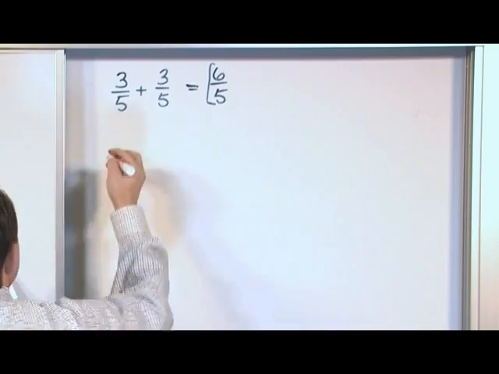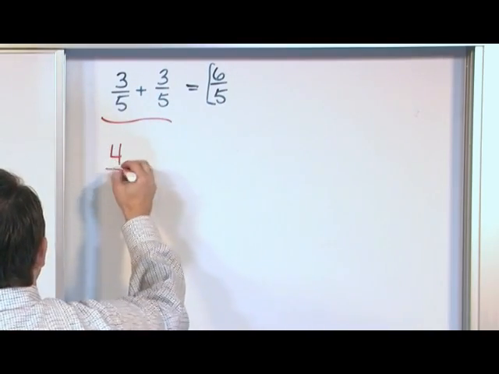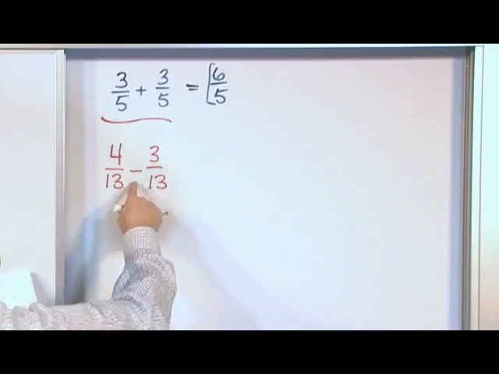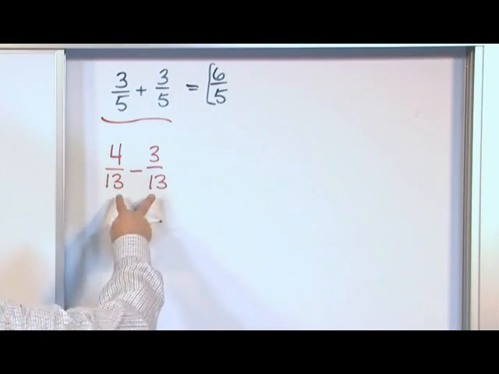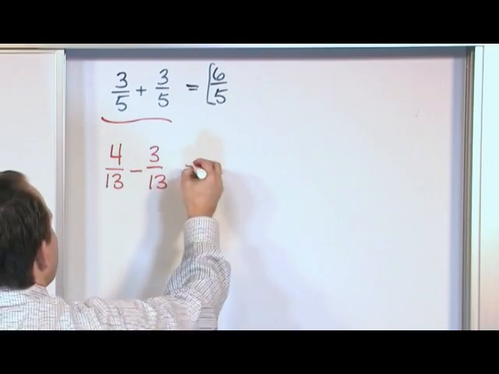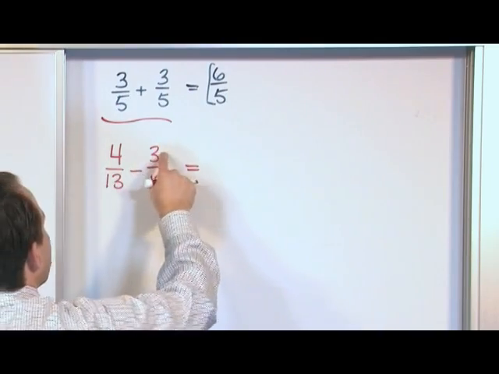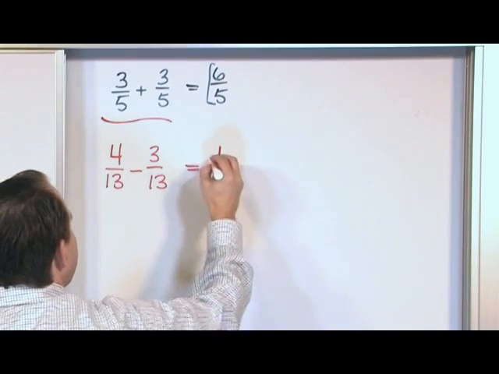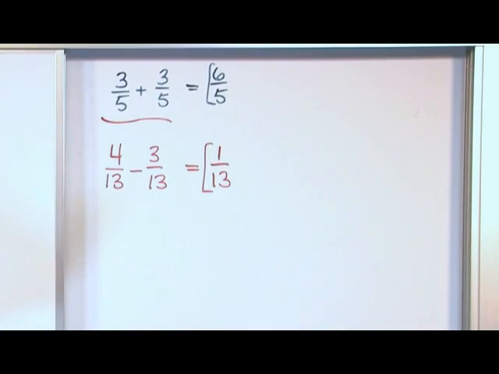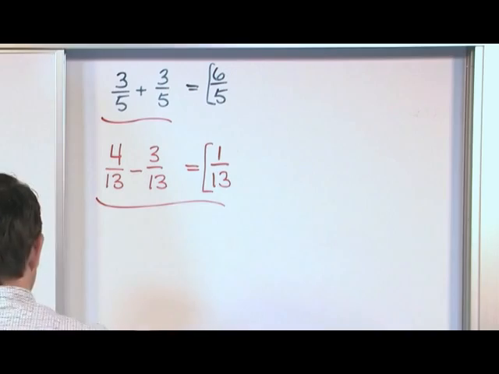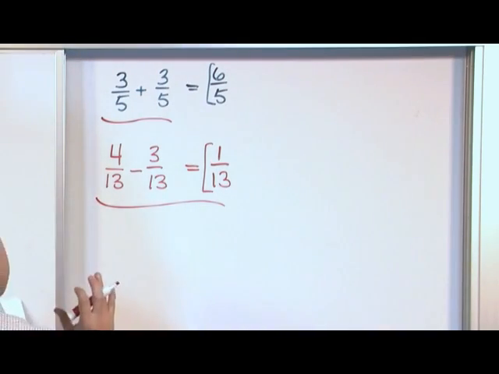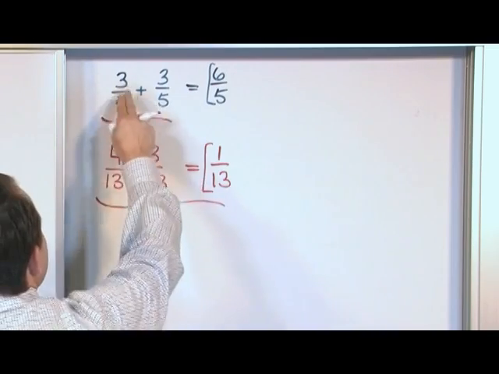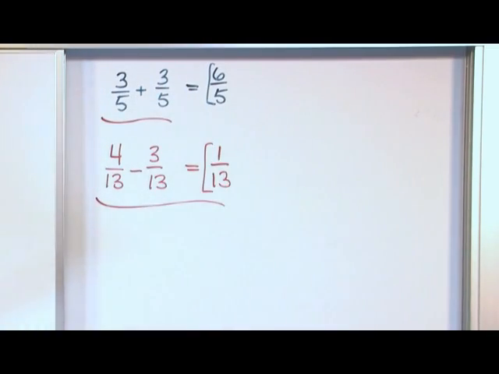Now, let me get another one here. Let's say I've got 4/13 minus 3/13. So I'm subtracting, but the same thing holds. These bottom numbers are already the same, so I'm okay. I just subtract the numerators. 4 minus 3 is 1. I do not subtract the bottom ones. I just keep it. So I have 1/13. And that's already simplified. Okay? So I just gave you two examples, but that's how it works. You keep the bottom number, you subtract or add the top, and you simplify the result. Very, very simple.